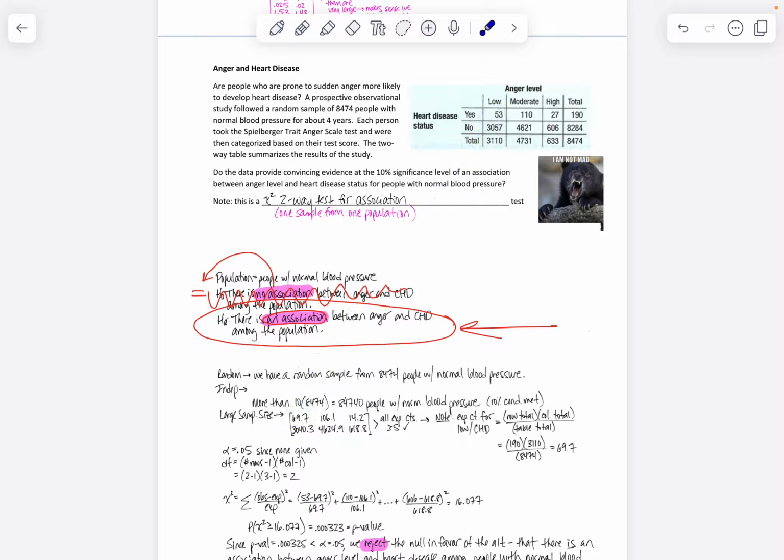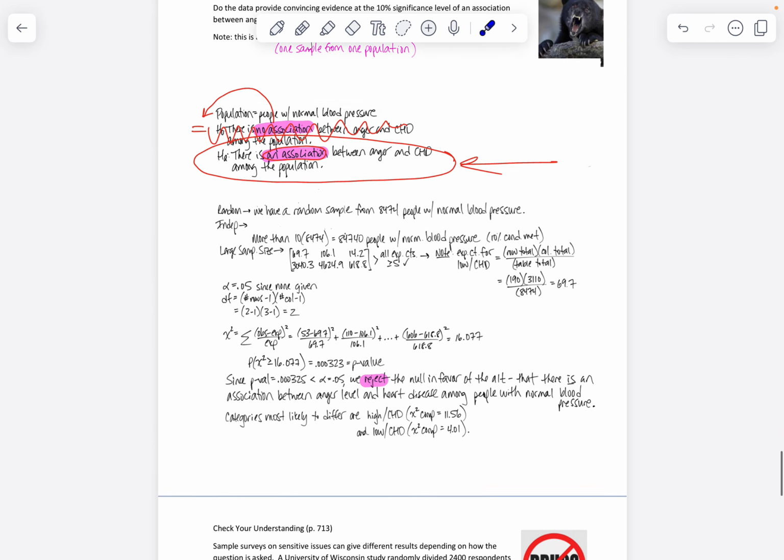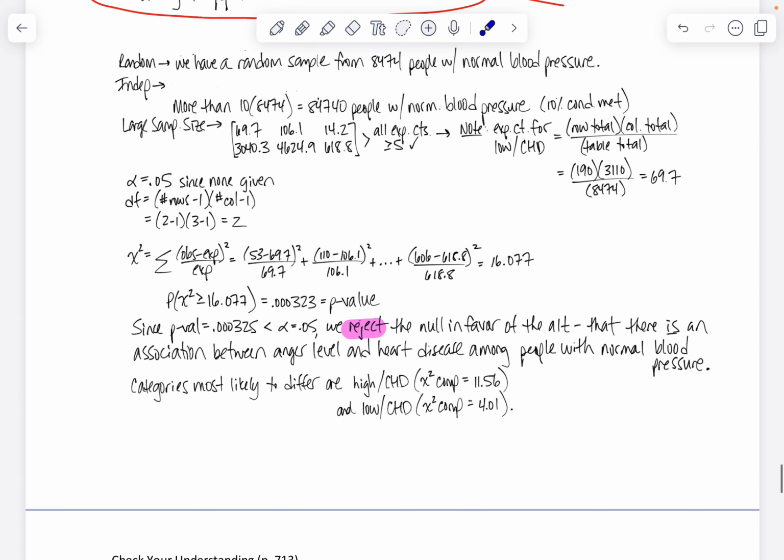And then this was the other biggest difference. The high anger versus coronary heart disease, we expected only 14 people, but we got more than that right here. Okay, that makes sense. Angry people maybe do have an association with their heart disease status, okay? So please make sure that you're comfortable with Desmos. We're going to be using that for this chapter.